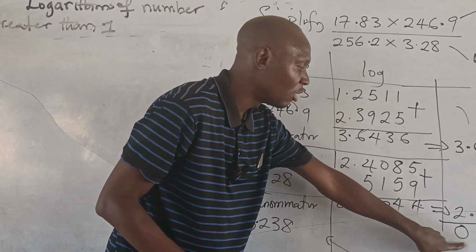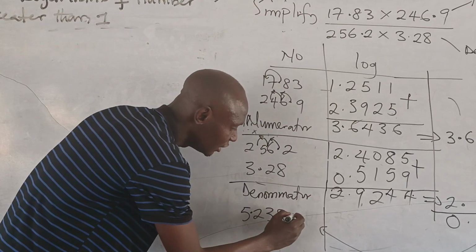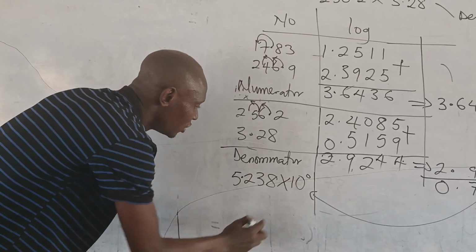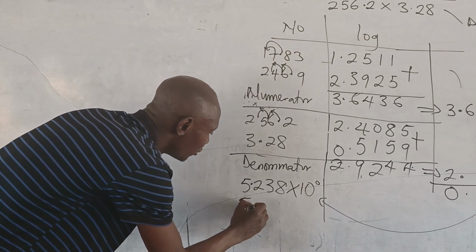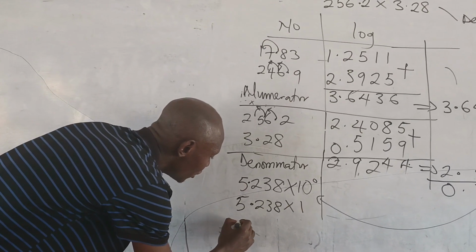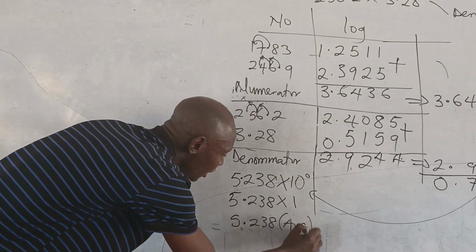Due to the fact that we now make use of this integer when we are checking the antilog, we bring back the integer now. So times 10 raised to power 0. 10 raised to power 0 is 1. So we have 5.238 times 1. So our answer will be 5.238. That is our final answer.